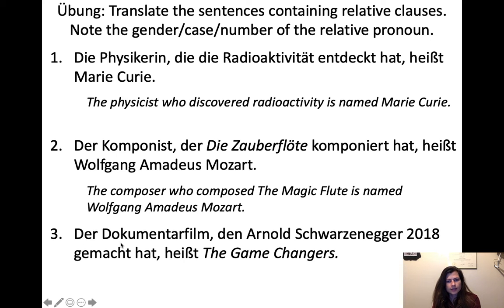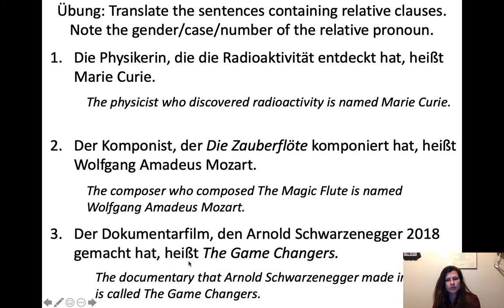Okay, and then der Dokumentarfilm, den Arnold Schwarzenegger 2018 gemacht hat, heißt The Game Changers. The documentary film, or just documentary, that Arnold Schwarzenegger made in 2018 is called The Game Changers. So this one is actually in the nominative, because here's the documentary, that's the subject of the main clause. But now we want to examine what den does refer to, the documentary, but within the relative clause, it's not necessarily playing the same role as it does in the main clause, right?